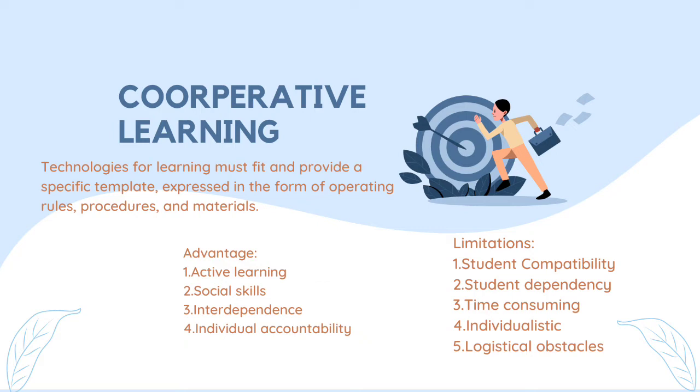And the last one is individual accountability. When a group's success depends on the output of each individual in it, individuals learn to be accountable for their actions. The next one is the limitations.